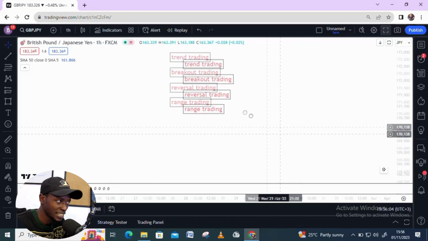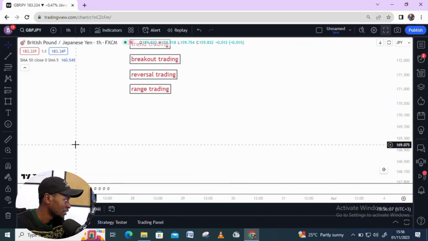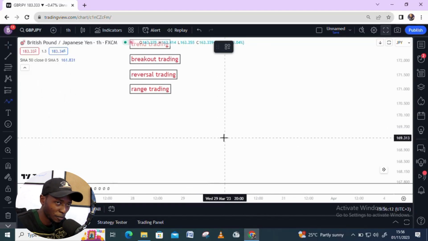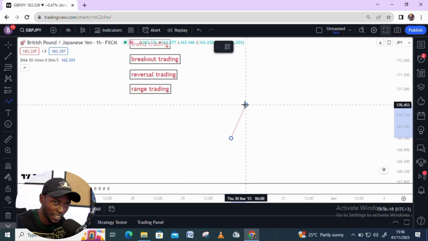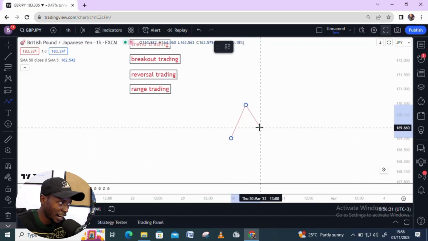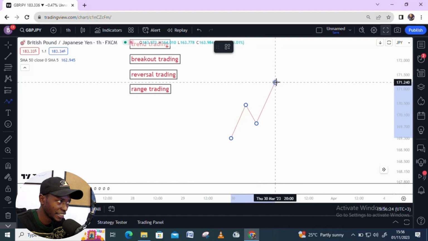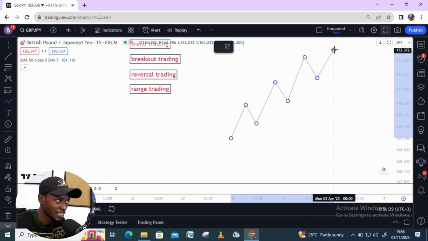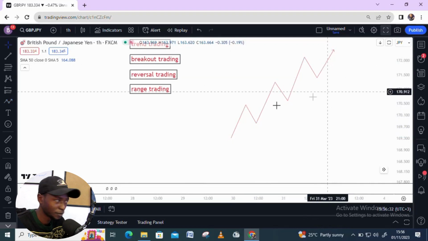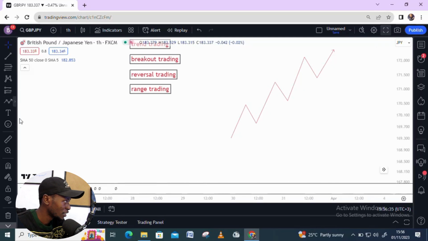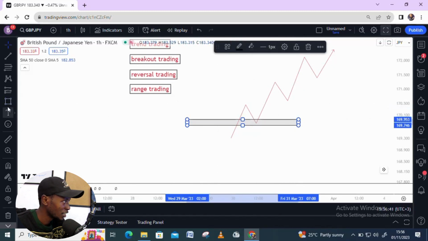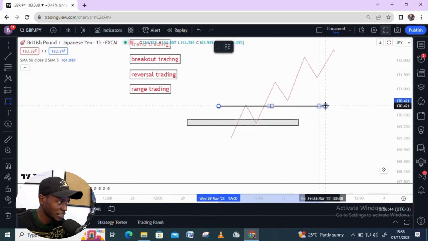A trend is a series of a market that either goes from, this is a low, high, a higher low, higher high, higher low, higher high, higher low, higher high. So this is a trend. So these are support and resistance zones. So this is what is a trending market.